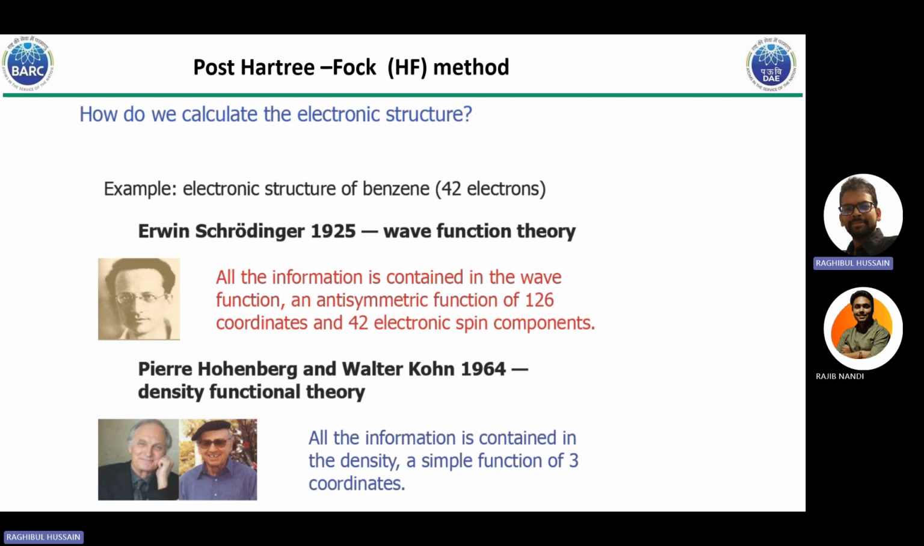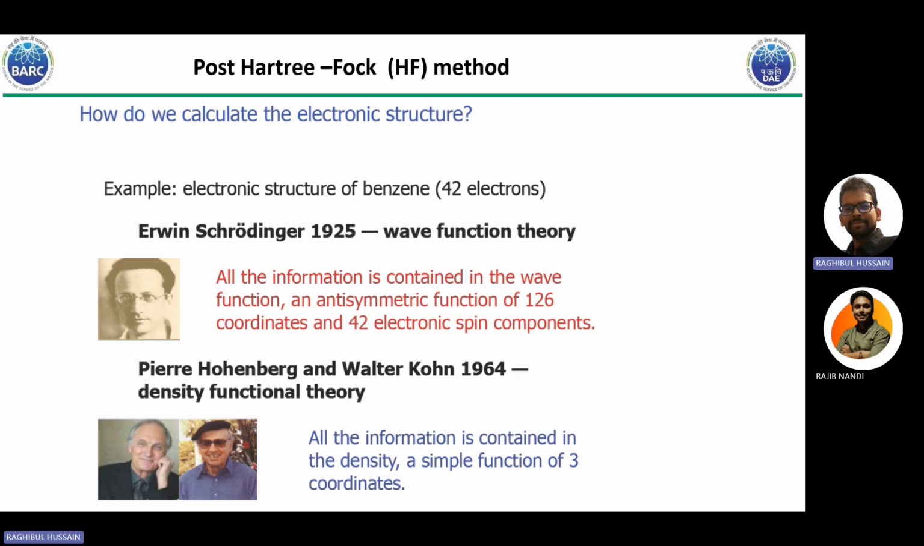So I can construct a wave function for benzene by taking the 126 coordinates. I can forget about spin right now, but I can add it also. Therefore, 42 electrons are there, so there will be up and down. So 42 spins are also there. So in total, that many coordinates I am having.